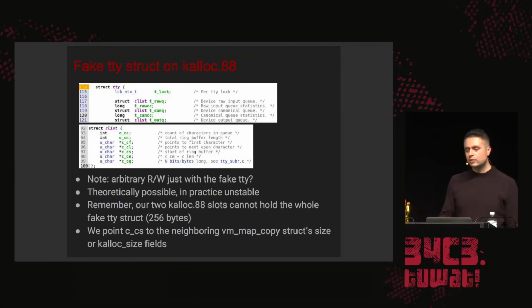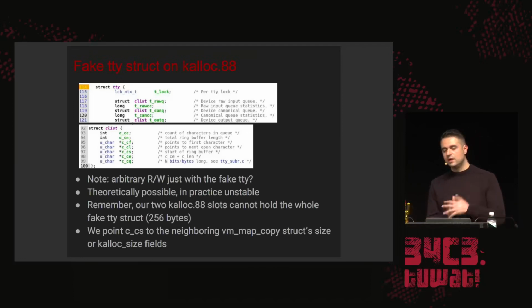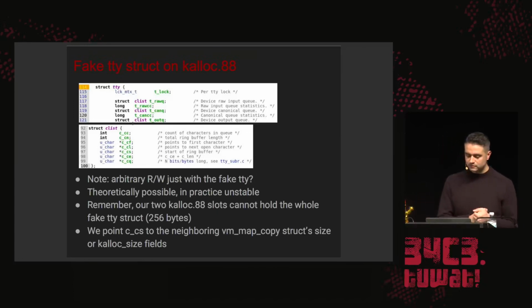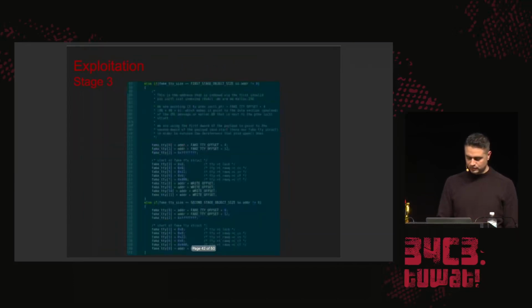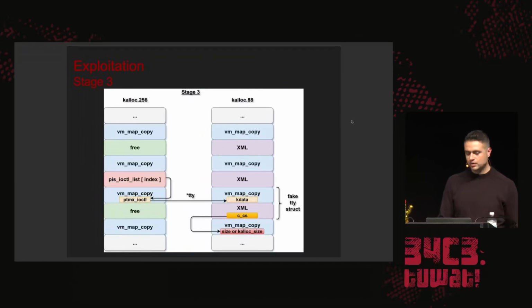I started playing a bit to use it to do an arbitrary write, but I found that I wasn't able to do it, because at a later stage some other parts of the TTY struct were needed that I wasn't able to control. I only had two 88 slots to host my fake TTY struct. So that wasn't stable, so I was only using that to do a relative write. We'll see the code later on. Let's go to the heap layout. So that's the third stage.